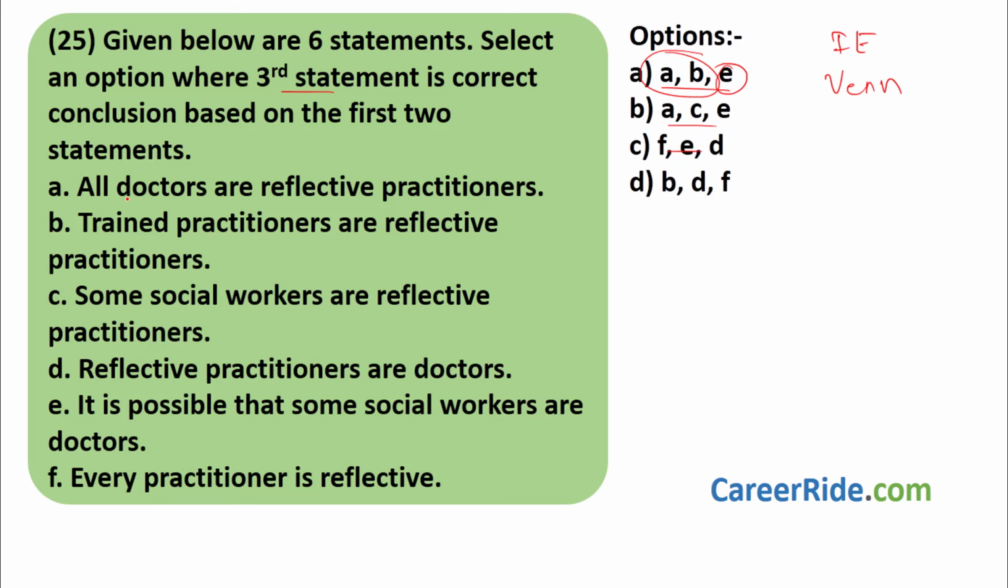A, B and E. All doctors are reflective practitioners. Trained practitioners are reflective practitioners. Conclusion is, it is possible that some social workers are doctors. So social workers is given in conclusion but not in the statements, so wrong conclusion.